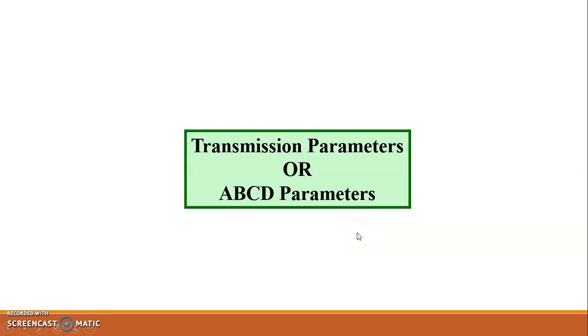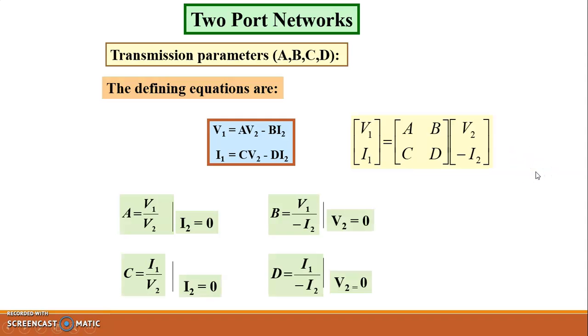Dear all, this lecture deals with the third set of parameters known as transmission parameters or ABCD parameters. Transmission parameters or ABCD parameters are otherwise known as chain parameters, and this actually represents the input voltage and input current in terms of output voltage and output current.